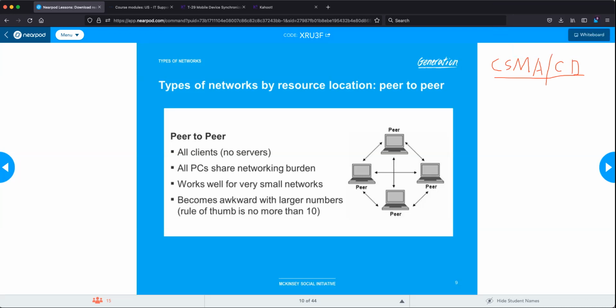Is peer-to-peer limited to just one form of network, like the types that you showed us before? Well, typically, if you're going to do peer-to-peer, you could do it through a hub or through a mesh network. Okay.